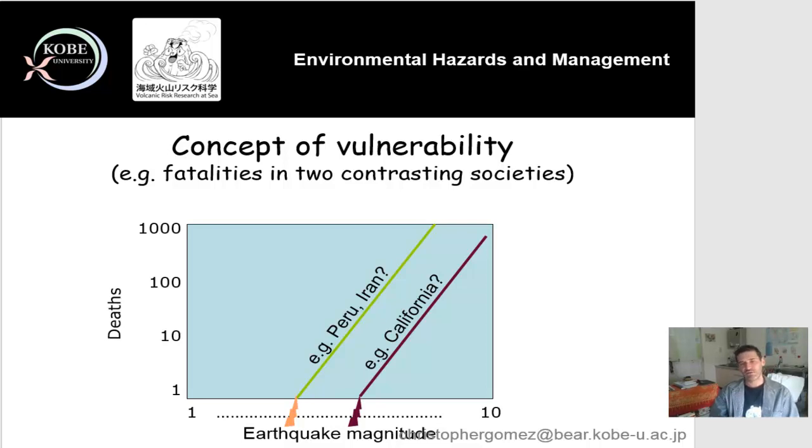And on the slide that you have in front of you, that's an example where it's plotted the deaths between 1 and 1,000 people against the magnitude of a pseudo earthquake between 1 and 10. And let's say if the earthquake occurs in California with a magnitude 6 or 7, it might actually have the same effects on the population as a much lower earthquake in Peru or Iran, for instance.